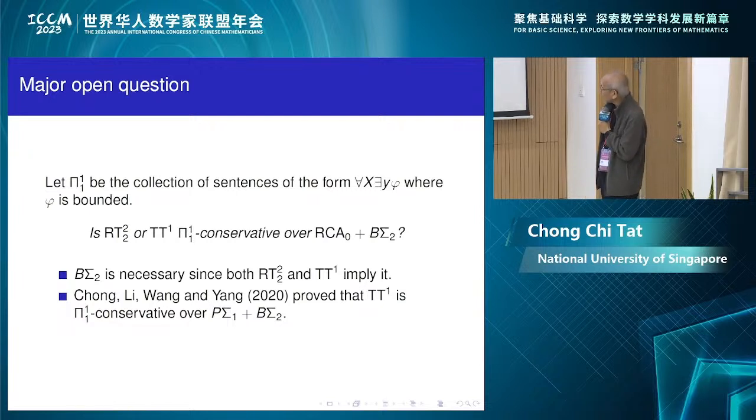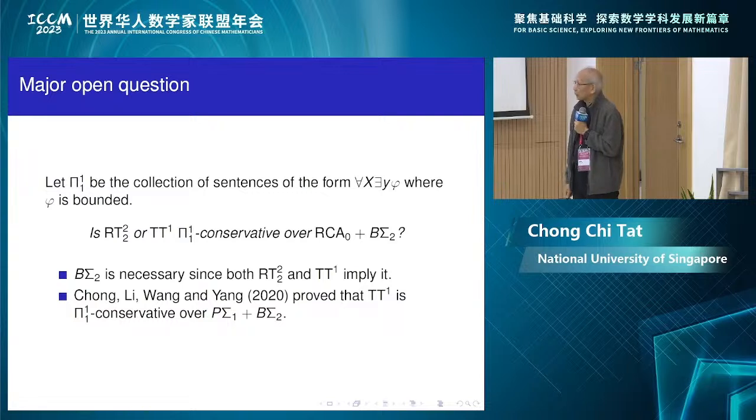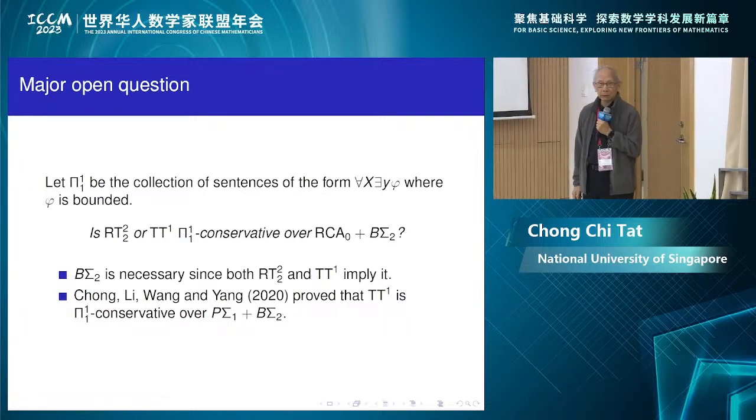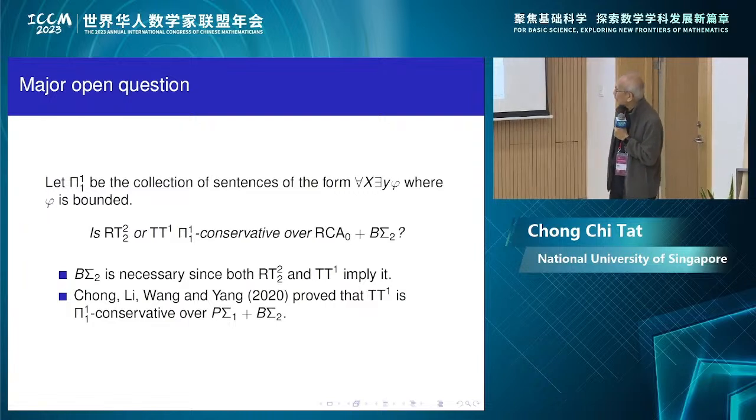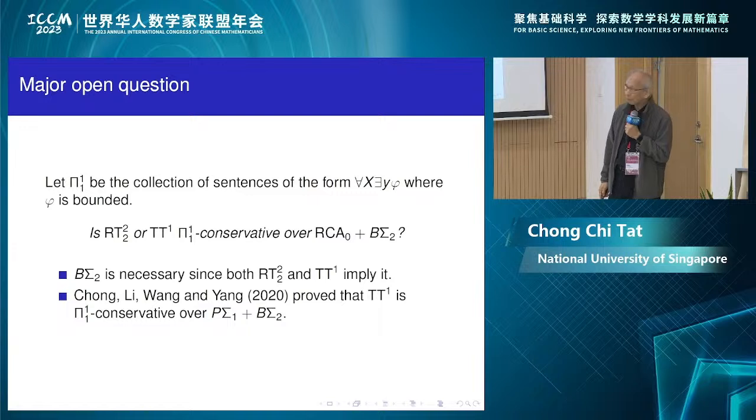Now, if you consider PSigma1, then Li, Wang, Yang, and myself showed earlier that TT1 is in fact Pi11 conservative over this PSigma1 plus BSigma2. But if you take away PSigma1, then it's not known, right?